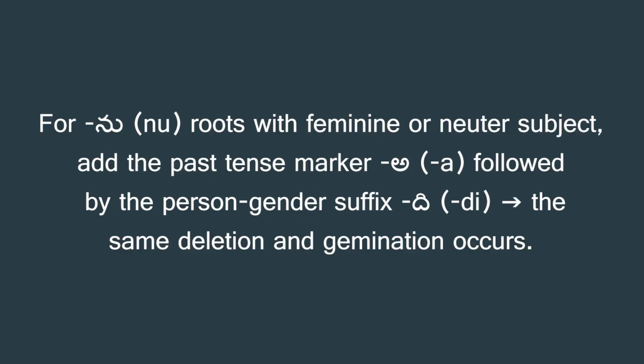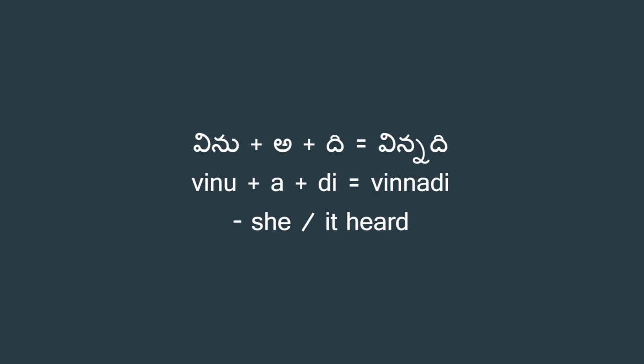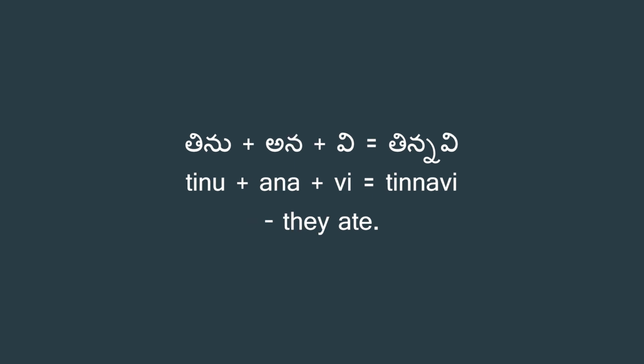For new roots with feminine or neuter subjects, add the past tense marker a followed by the person, gender suffix di. The same deletion and gemination occurs. See the example. Vinu plus a plus di, vinnadi. Tinu plus a plus di, tinnadi. She or it ate. Tinu plus a plus vi, tinnavi, which means they ate.